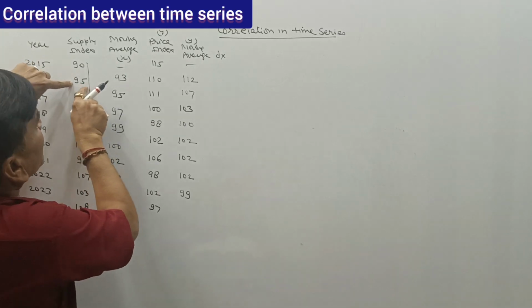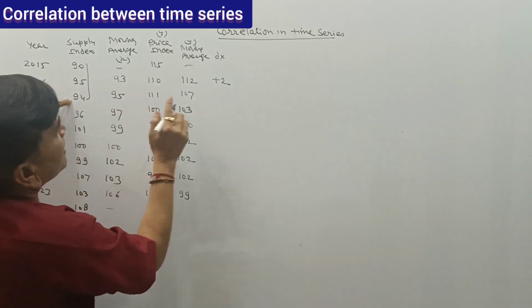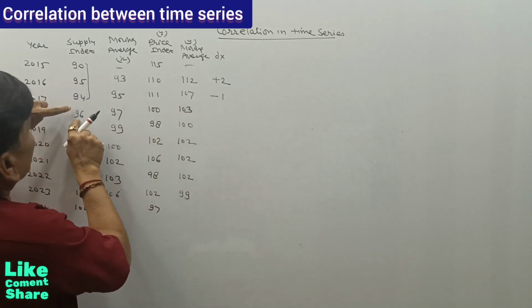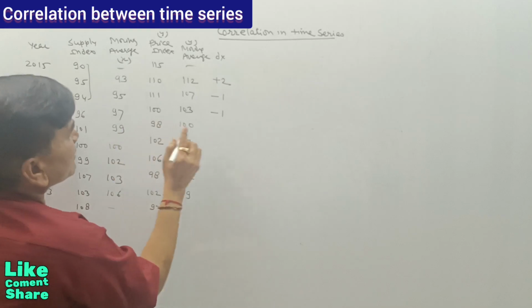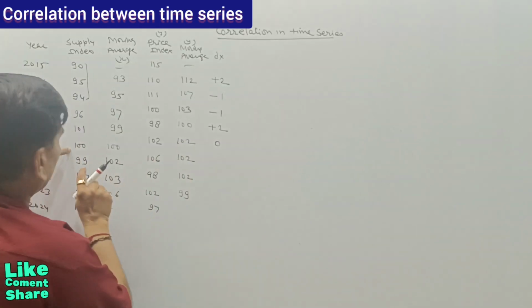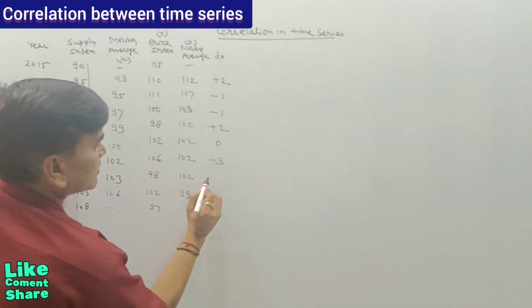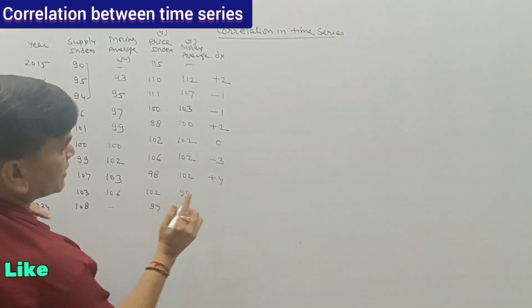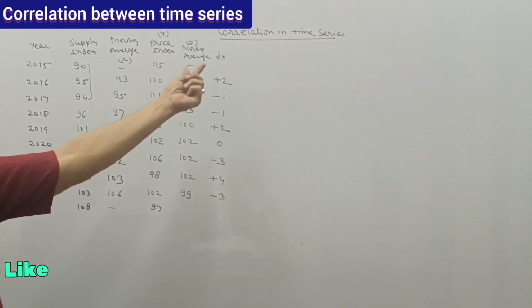here 95 minus 93, that is plus 2. 94 minus 95, that is minus 1. 96 minus 97, that is minus 1. 101 minus 99, that is plus 2. 100 minus 100 is 0. 99 minus this is minus 3. This is plus 4. And this is minus 3. So this is the value of dx.